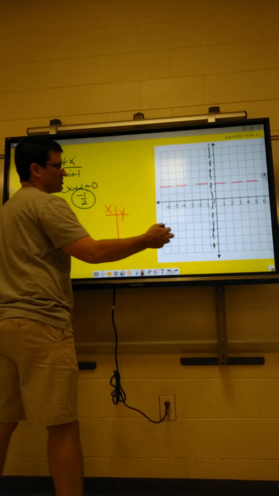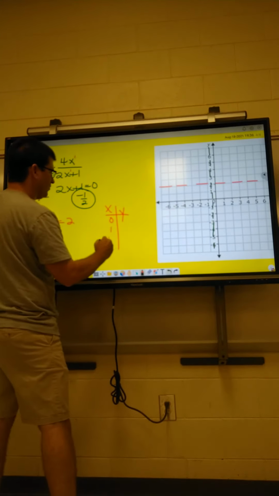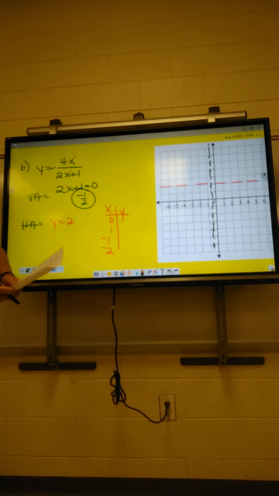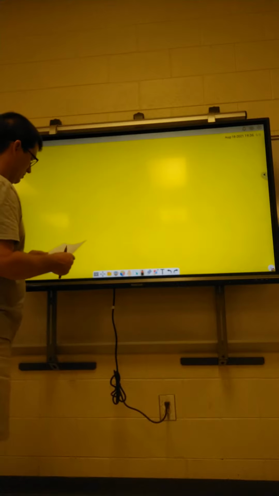All right, to finish it up, you do the same step. Pick two numbers on the right, we'll pick 0 and 1. Two numbers on the left, we'll pick negative 1 and negative 2. Plug them in your calculator, get 4 answers and graph them. Y'all can do it.